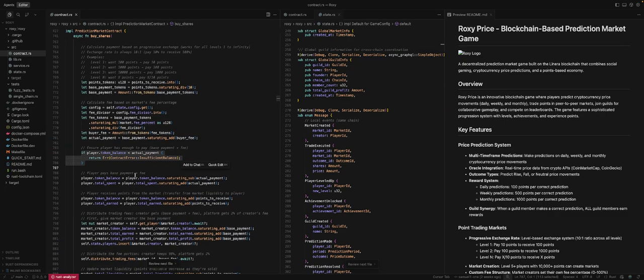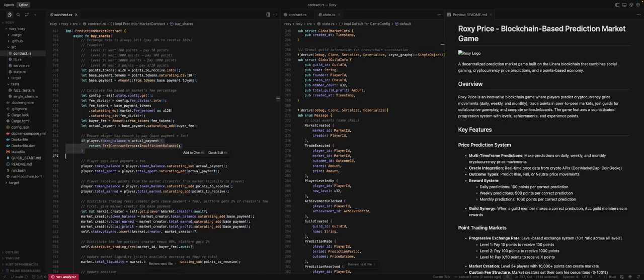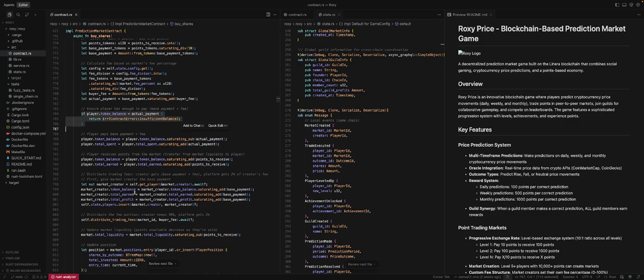Player pays base payments plus fee. You pay your base payments plus the fee, and the player receives the points from the market, transfers market liquidity to player. This is what happens here. Distributes trading fee. Now in this case, the creator is going to get the fee, and then we, as a percentage, are going to get 2% from the fee, right?